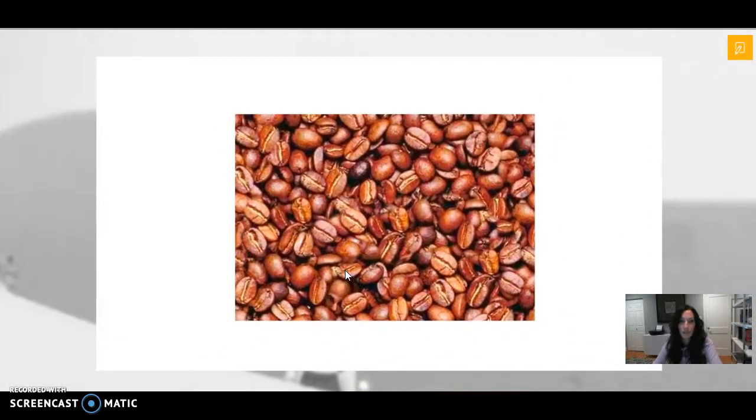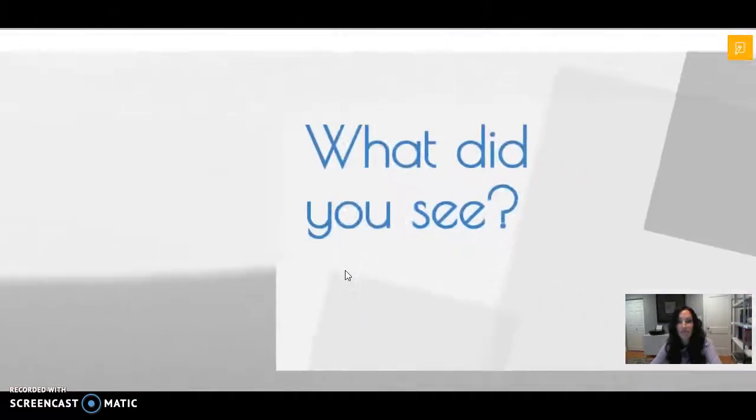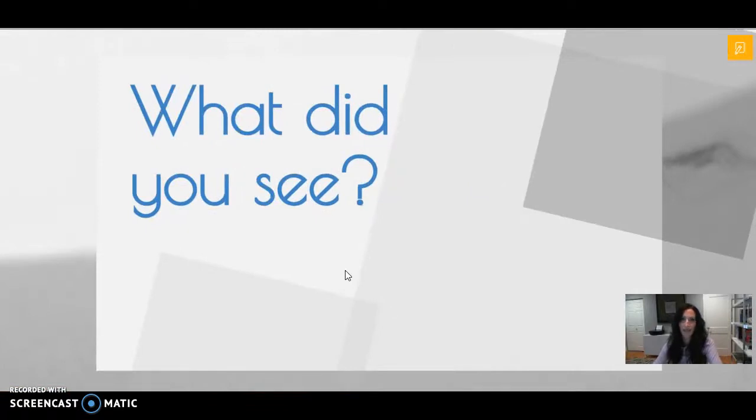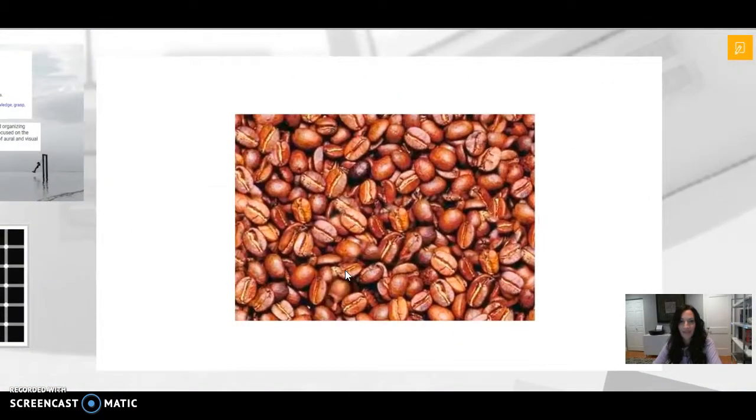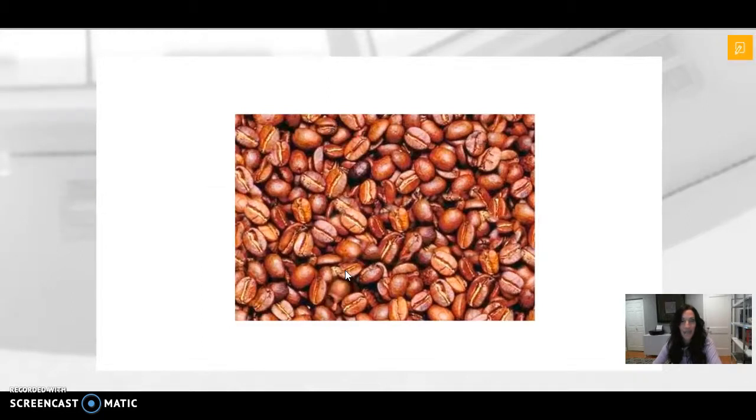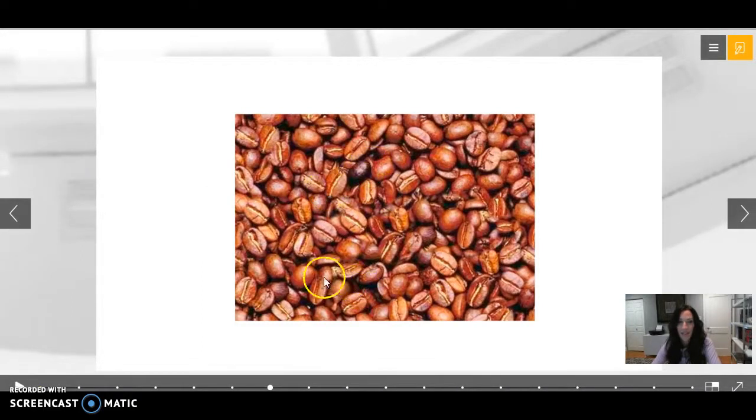Take a look at this image. Have a good look. Okay. What did you see? What was that image of? Did you see the person? At this point, you're probably thinking, did we get the wrong image? I saw lots of coffee beans. Let's take a look again. Can you see the person? You have lots of coffee beans, but take a look down here.